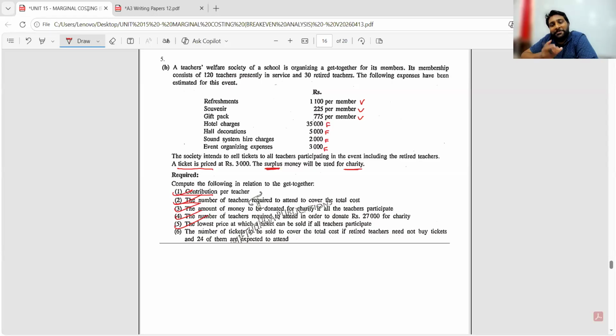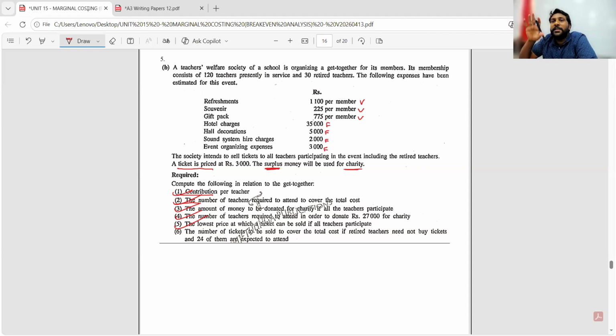The other 6 teachers may be dead, retired, no. They are not coming. Only 24 teachers are participating. The remaining 6 teachers are not coming for the event. They are gone. Okay. Then people understand, in this question you will get money only from the active teachers. Yes or no?